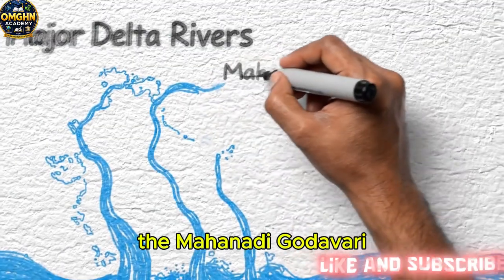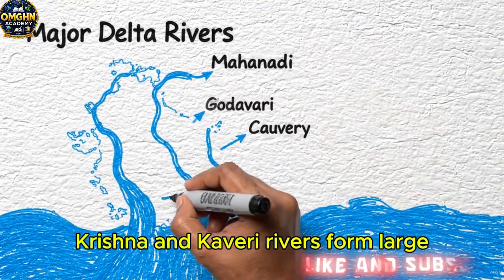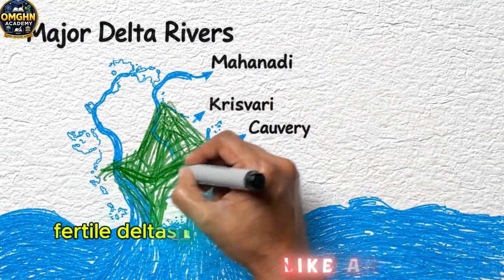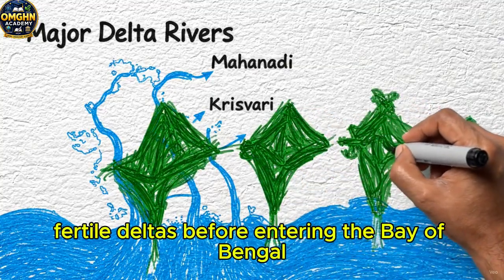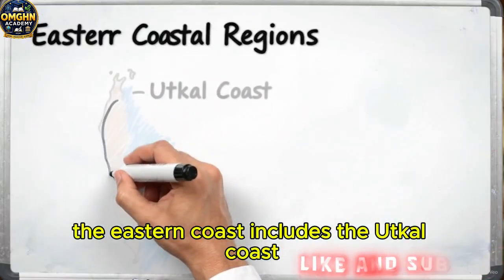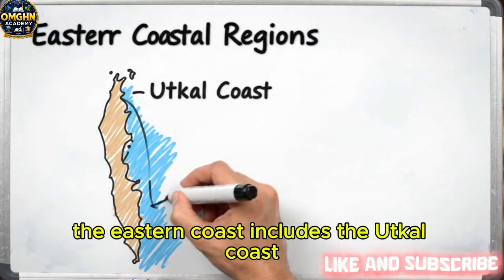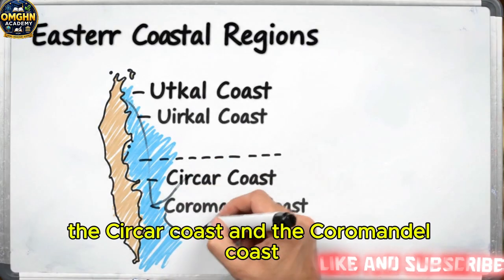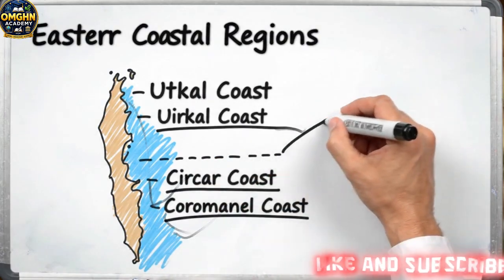The Mahanadi, Godavari, Krishna, and Kaveri rivers form large fertile deltas before entering the Bay of Bengal. The eastern coast includes the Utkal Coast, the Circar Coast, and the Coromandel Coast.